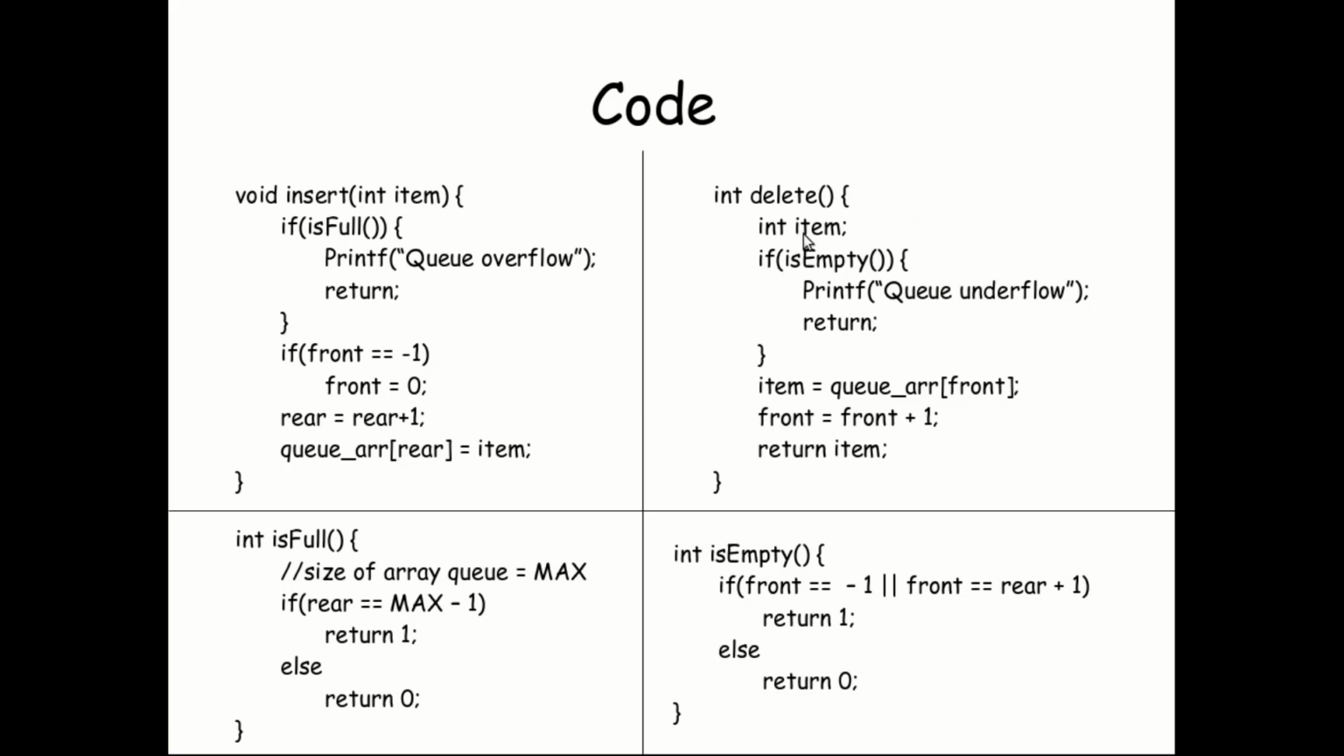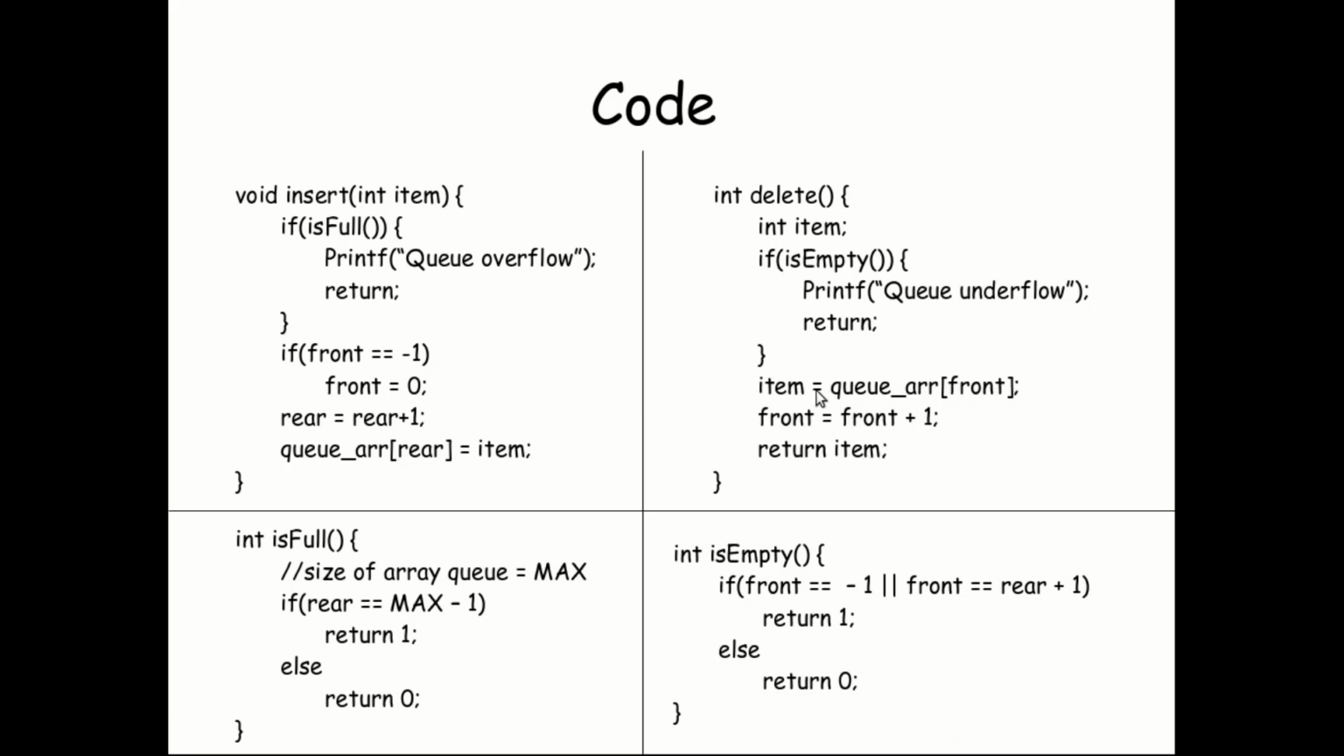Here we have declared an item variable which will simply return the item which we will delete to the user. So first we will check if the queue is empty or not. If it is empty, we will simply print queue underflow to the user, and this if condition is internally calling the isEmpty method, which will return 1 in case of true, or 0 in case of false. So here if the queue is not empty, we are simply assigning the value at the front to the item variable, and we are incrementing the front value, and we are simply returning the item.